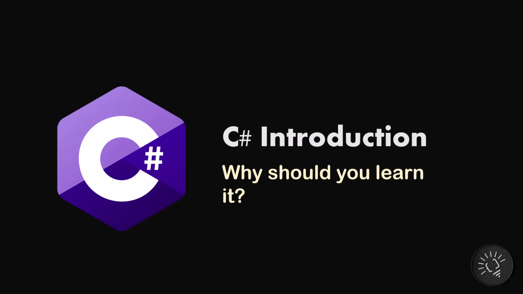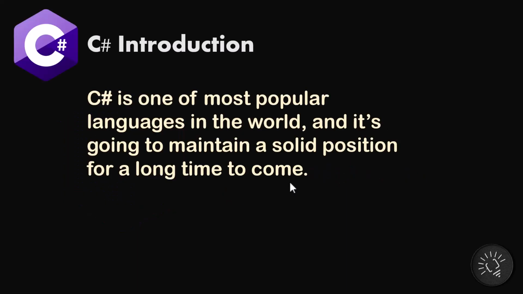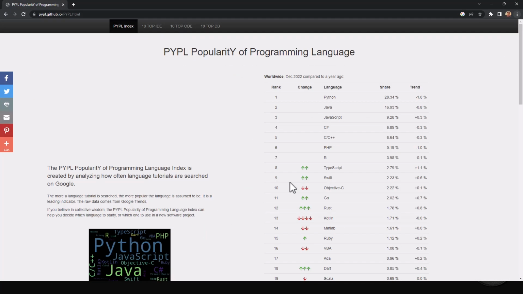So let's get started. As it stands today, C Sharp is one of the most popular programming languages in the world, and it's going to maintain a solid position for a really long time to come. Let's take a look at an interesting index. This is the popularity of programming languages index, and as of December 2022, C Sharp is number 4 on this list, and I see it holding this position for a really long time without any challenger in sight, and I will tell you exactly why.